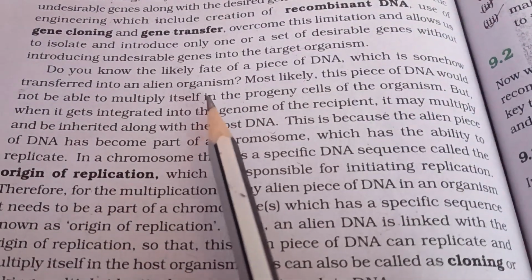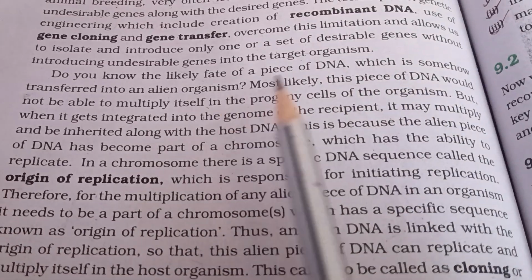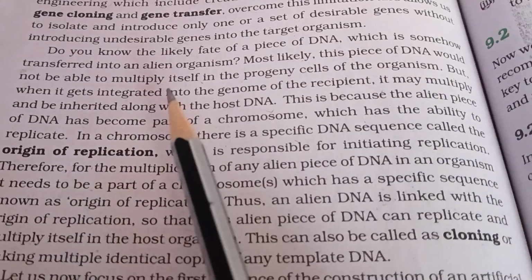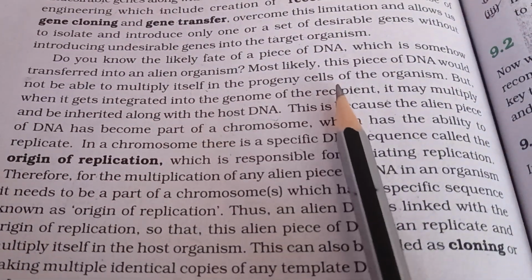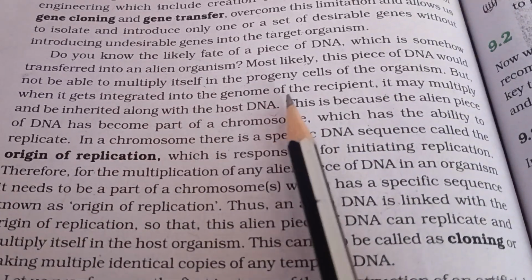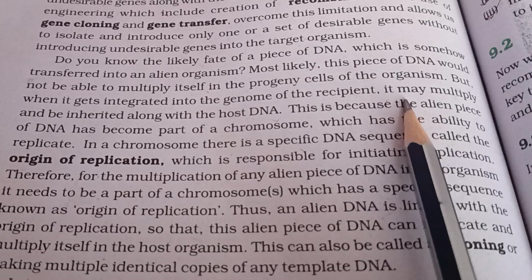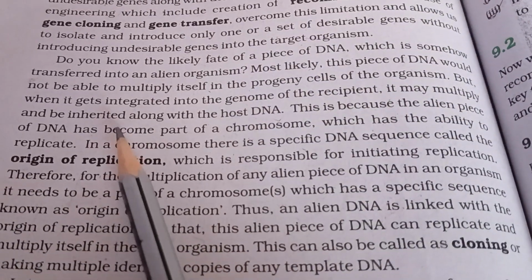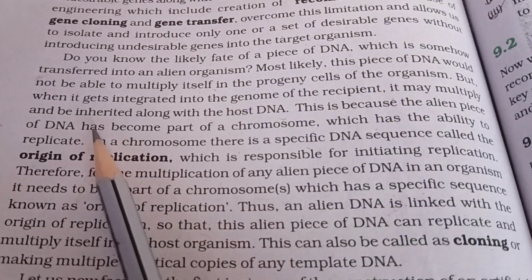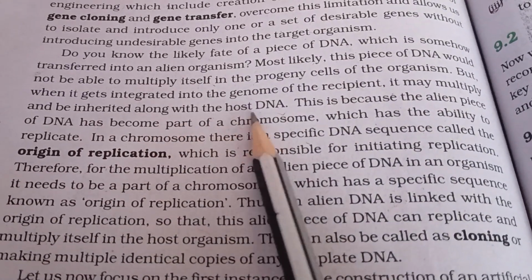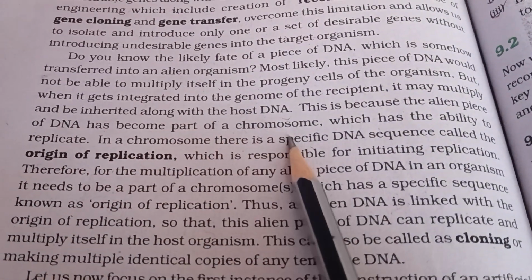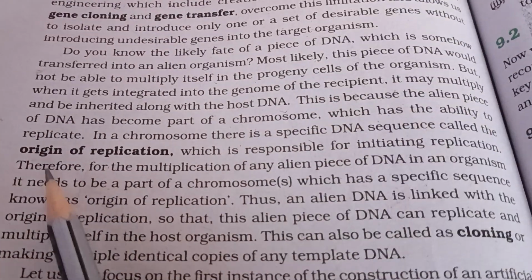So, do you know the likely fate of a piece of DNA which is somehow transferred into an alien organism? Most likely, this piece of DNA would not be able to multiply itself in the progeny cells of the organism. But when it is integrated into the genome of the recipient, it may multiply and be inherited along with the host DNA. This is because the alien piece of DNA has become part of the chromosome, which has the ability to replicate.